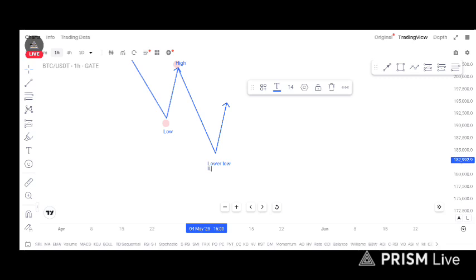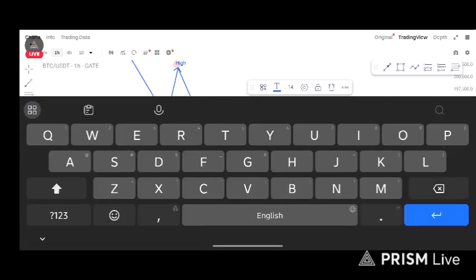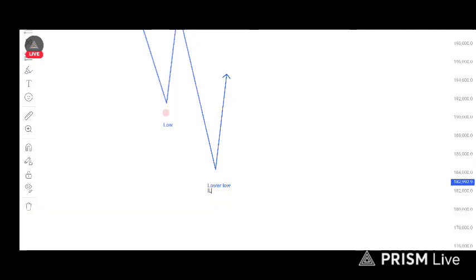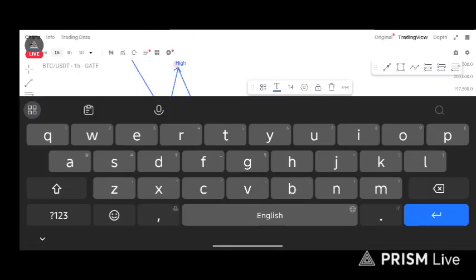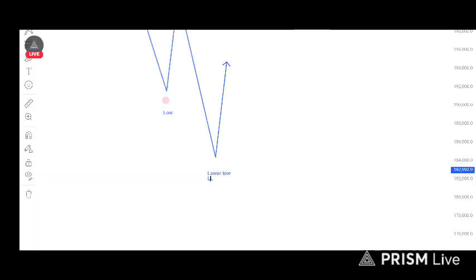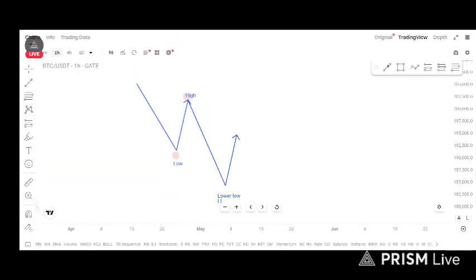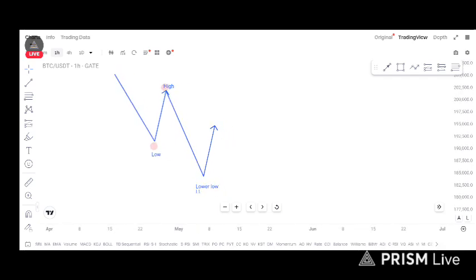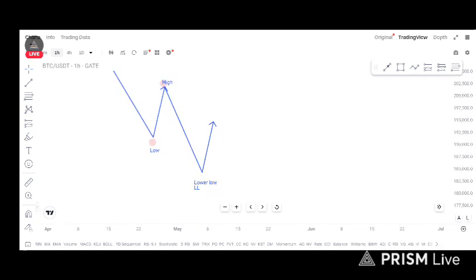That's the abbreviation we are going to be using: lower low. Okay, now we call this a lower low. Now we started going back again. We rested and then continued going to the downside.